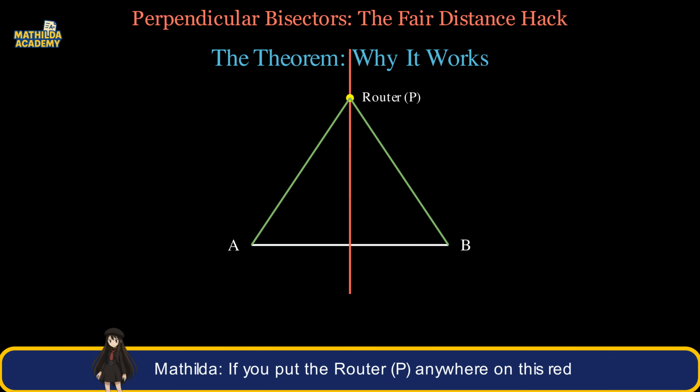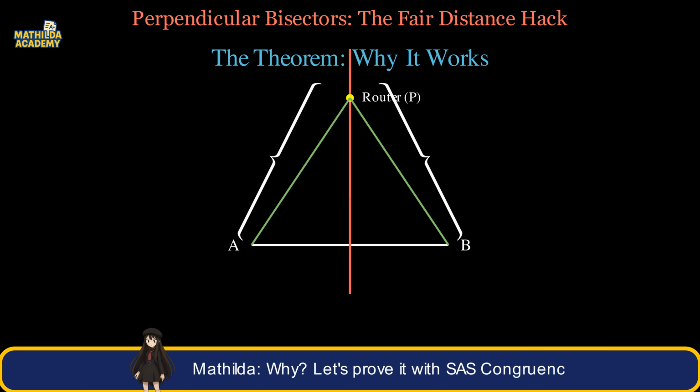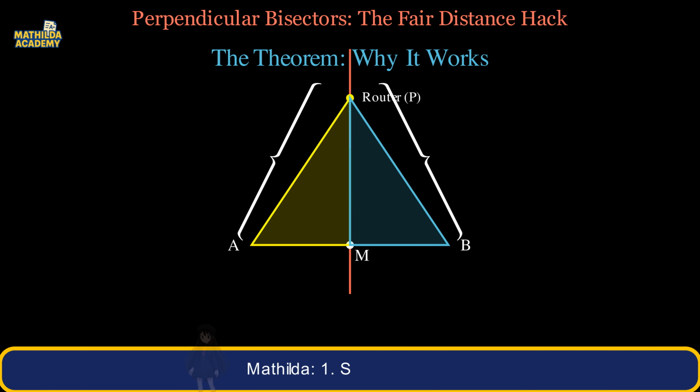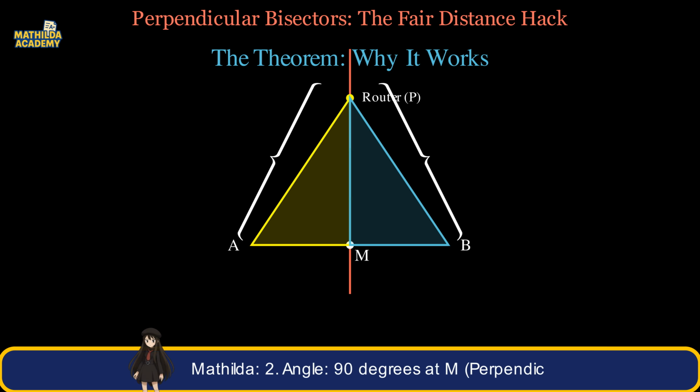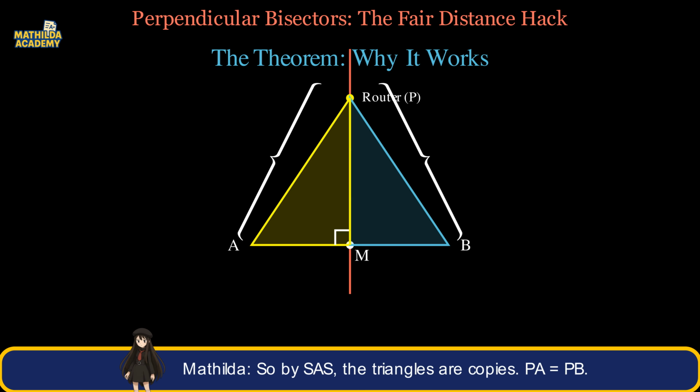If you put the router anywhere on this red line, the signal distance to A and B is identical. Why? Let's prove it with SAS congruence. 1. Side AM equals MB, bisector. 2. Angle 90 degrees at M, perpendicular. 3. Side PM is common to both. So by SAS, the triangles are copies.